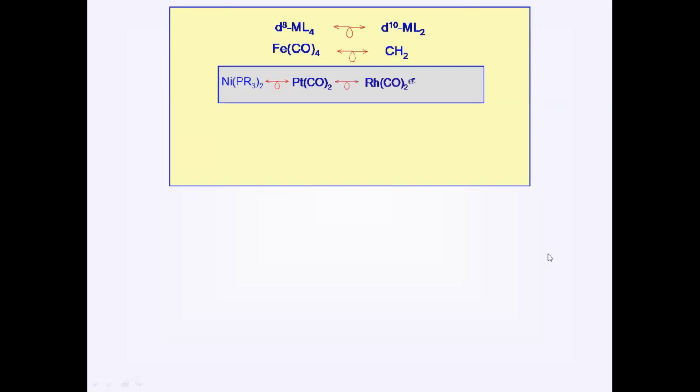Platinum is also from the nickel group. Rhodium is actually from the cobalt group, one electron less. Therefore, you have to add one electron. Actually, the symbol here is a minus charge on the electron.